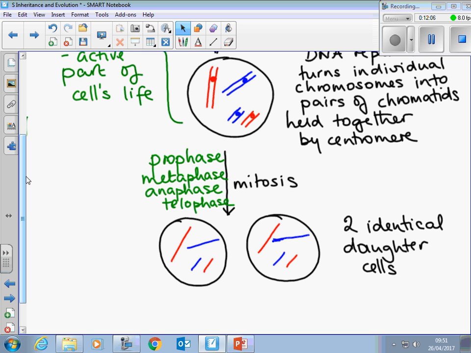Right, so what we now need to do is to break this down into these 4 phases and work out exactly what's happening. And if you have a look in your folders, you'll find that the next sheet is a single sheet set of diagrams.